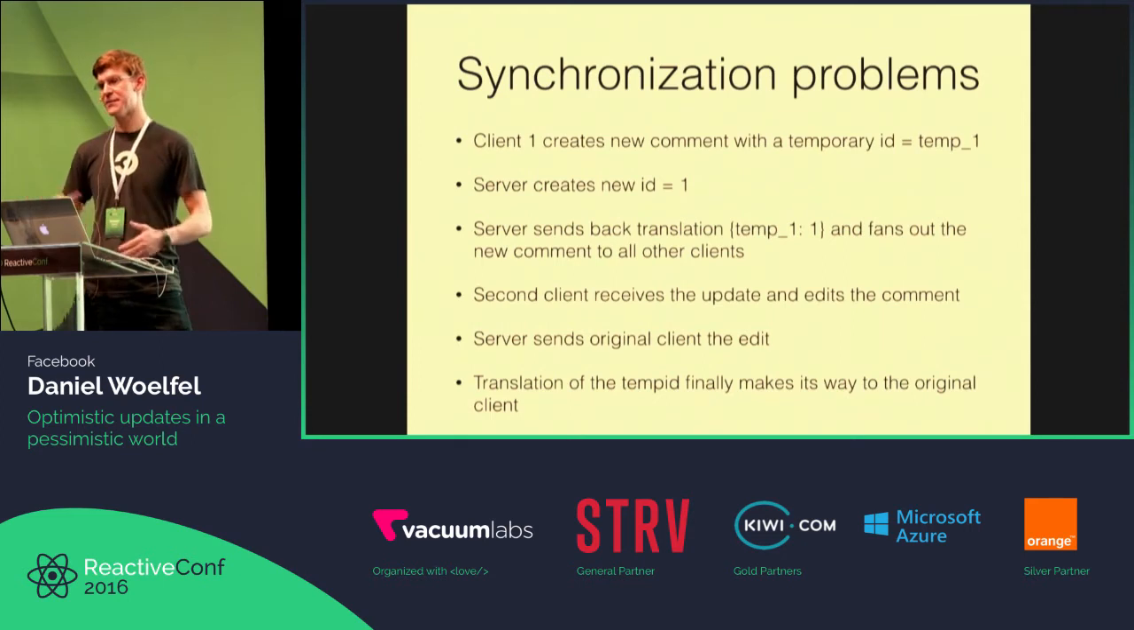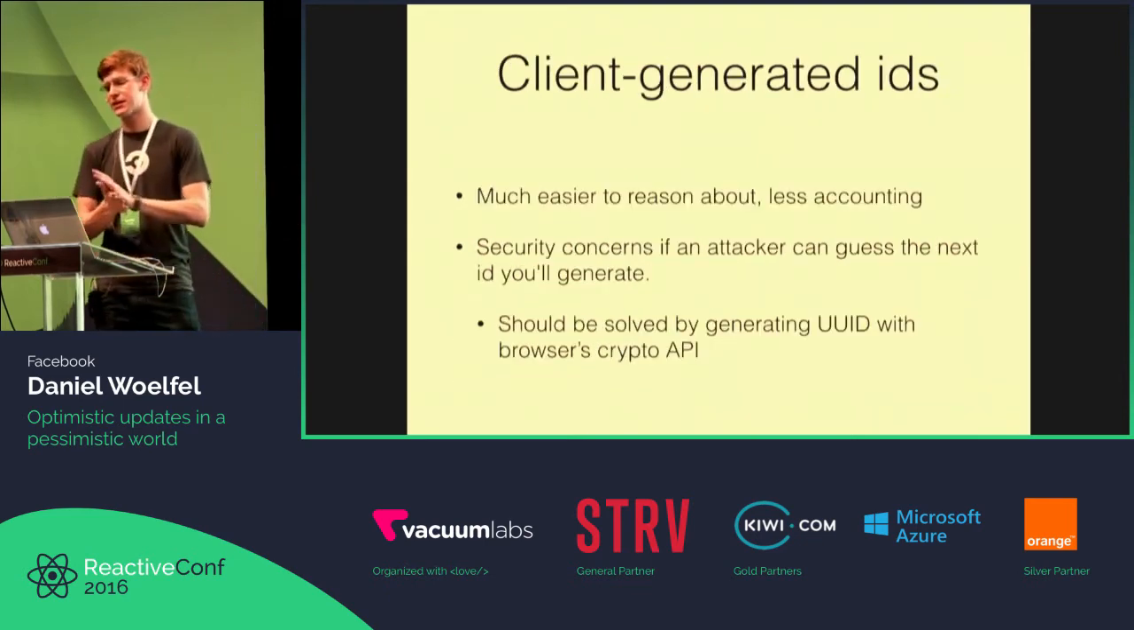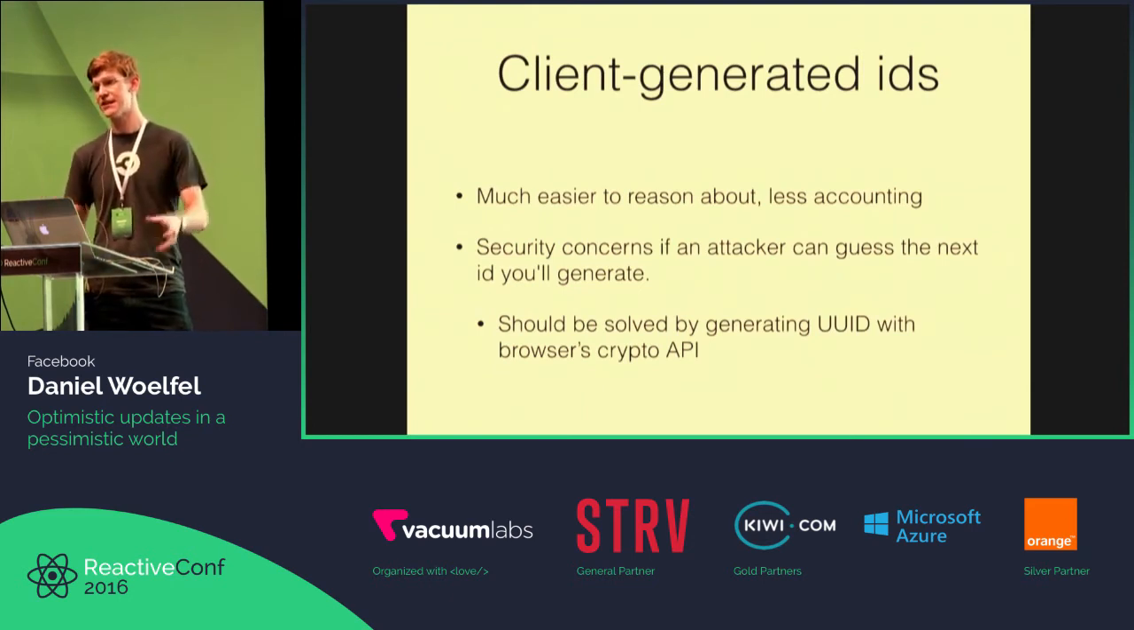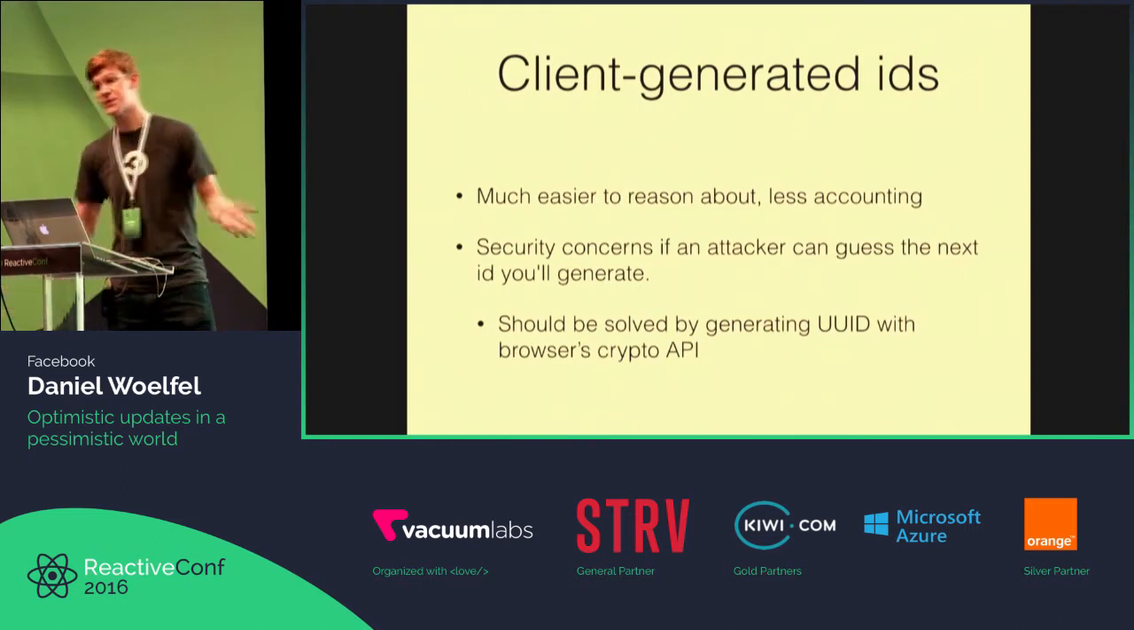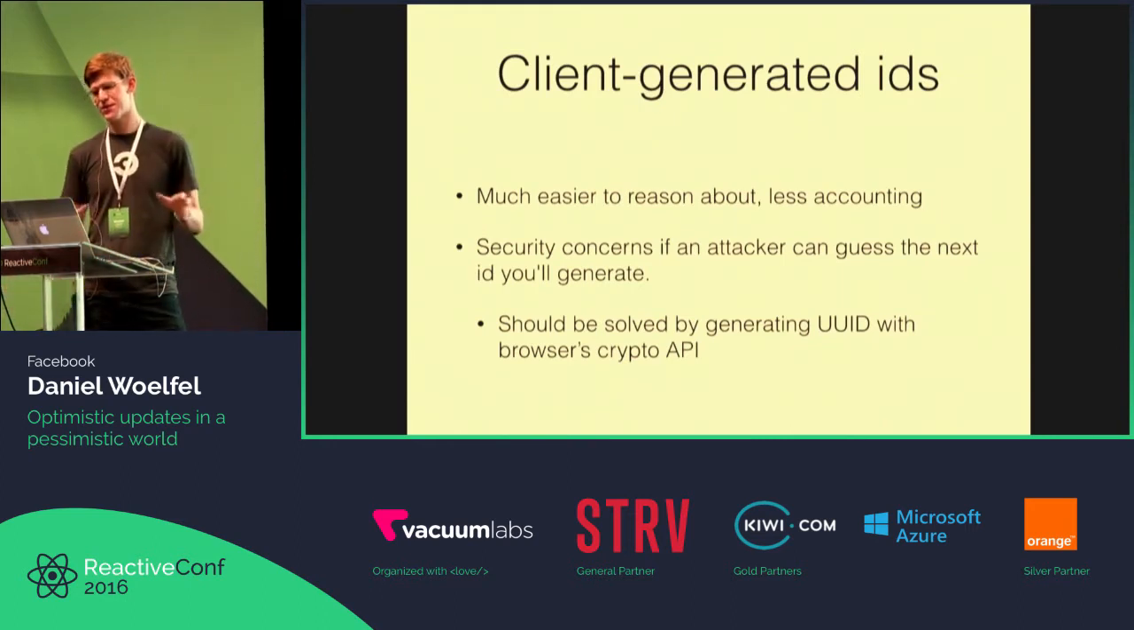So what you end up having to do is just keep track of these temp IDs on the server and send the translation layer down every time. So it gets very complex. So a much better approach is to use client-generated IDs. This is where the client builds a stable ID that gets stored in the database, and that's what you use to look things up. So it's much easier to reason about. You don't have to do any of this temp ID resolution.